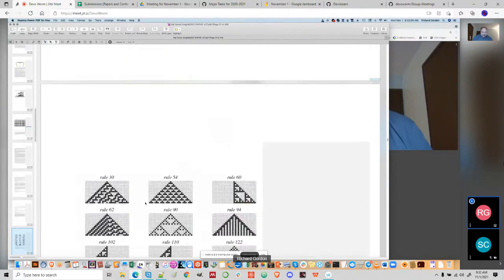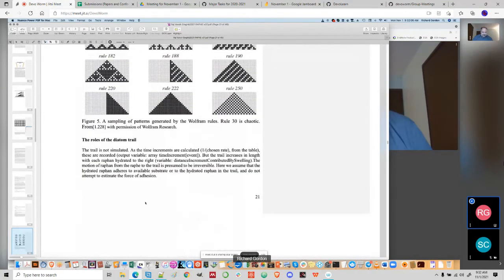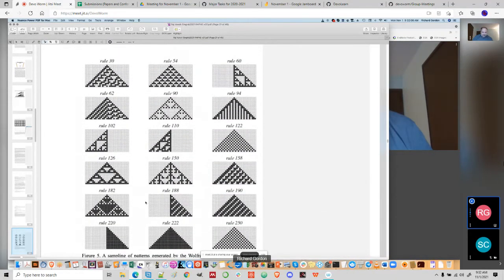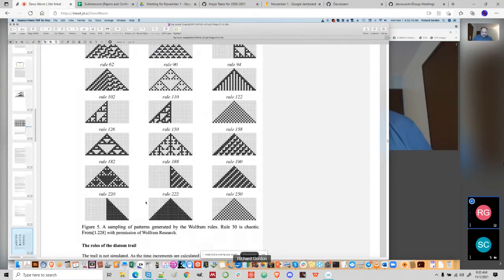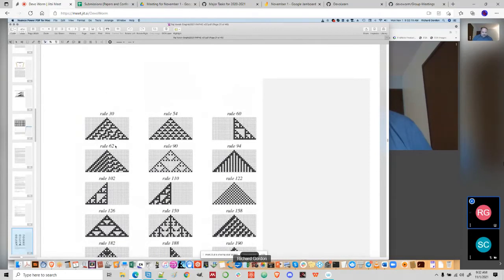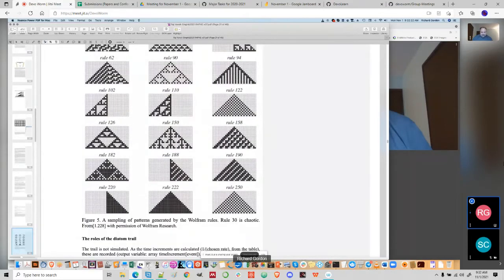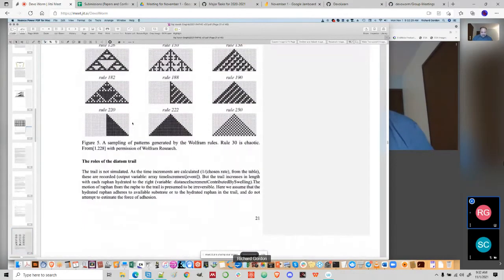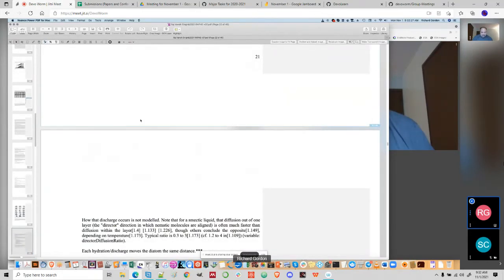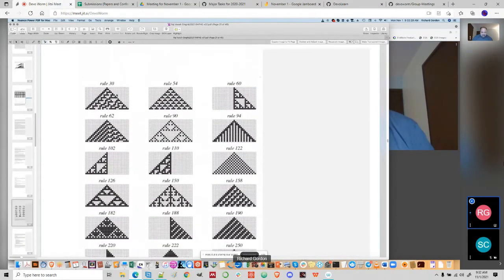Now, one of the things that's kind of neat here is these are Wolfram patterns developed by an assortment of his rules, and some of them are what are called chaotic patterns, like Rule 150 maybe, or Rule 30. The way these are done is each row of these matrices are consecutive states based on Wolfram rules.